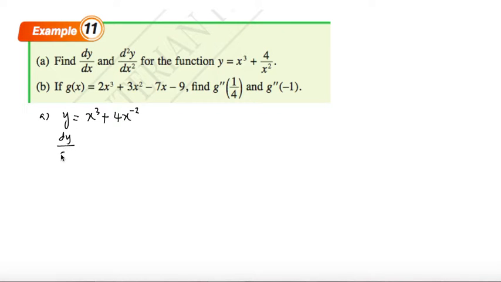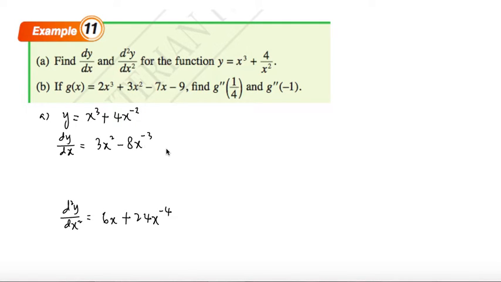Let's start. dy/dx equals 3 goes in front, 3 minus 1 becomes 2, plus minus minus 4, 2, 8, x power negative 2 minus 1, negative 3. So this is dy/dx. d²y/dx² equals 3, 2, 6x, 2 minus 1, 1, negative, negative, positive, 8, 3, 24, x, negative 3 minus 1, negative 4.